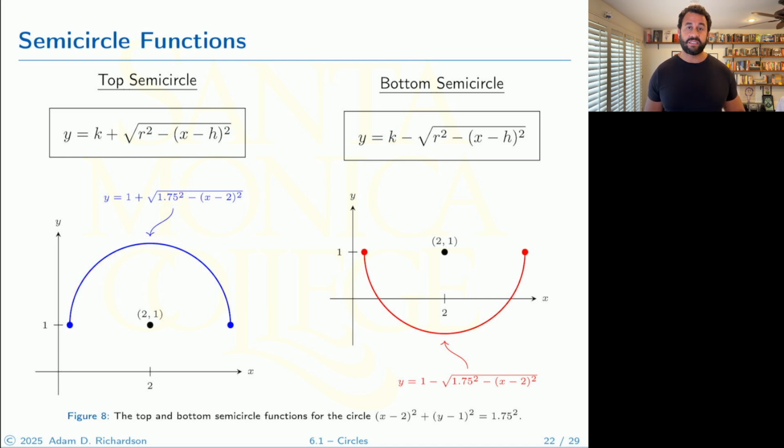Now for the bottom, it's the same idea, except now this is going to be reflected across this line right here. So we're still shifting up by 1 and to the right by 2, but now we're going to take the bottom half of that semicircle, and that's why we have that negative sign right there. Not too bad, right? Might look a little bit messy, but it's still going to have that structure of square root of r squared minus stuff, except now it's also shifted.